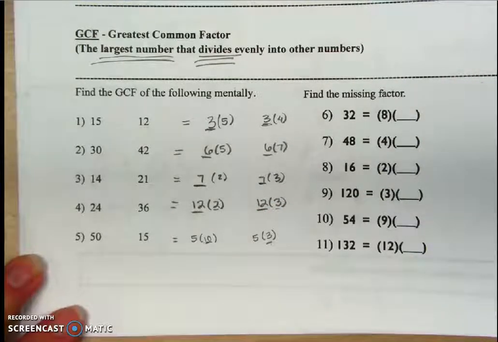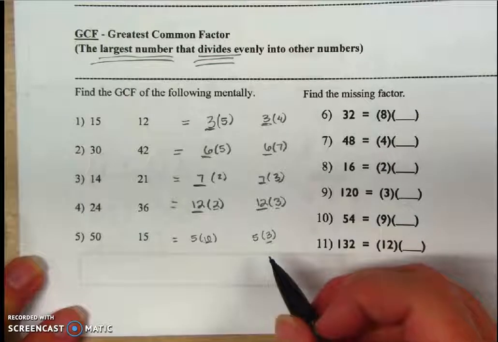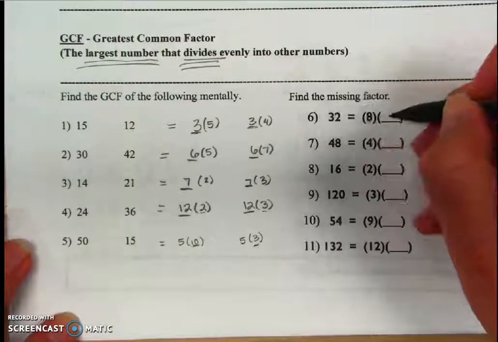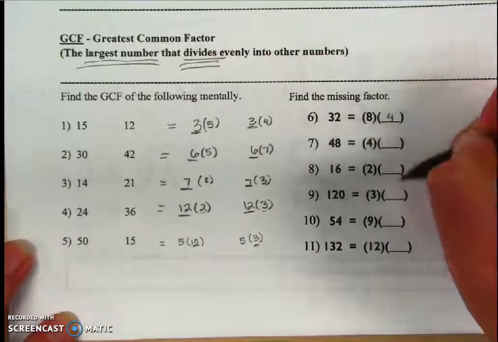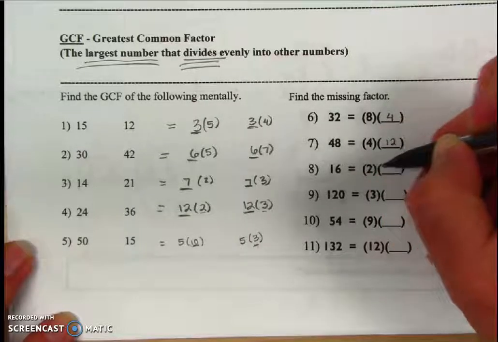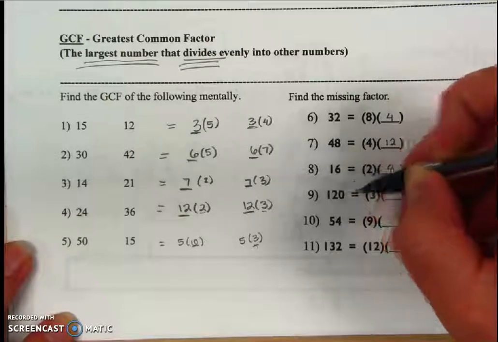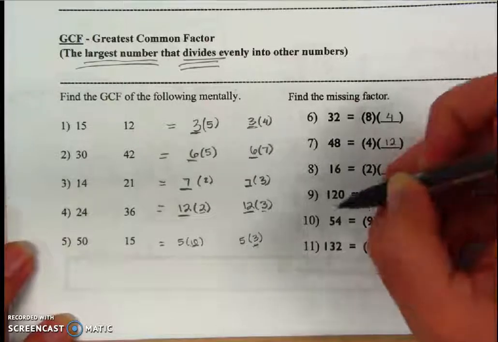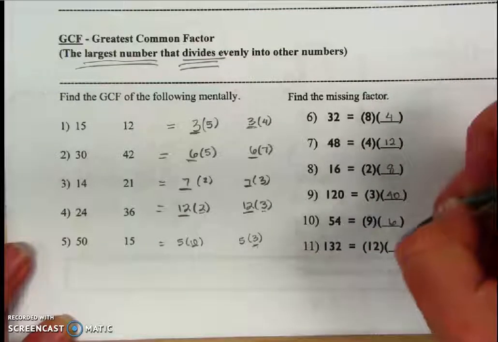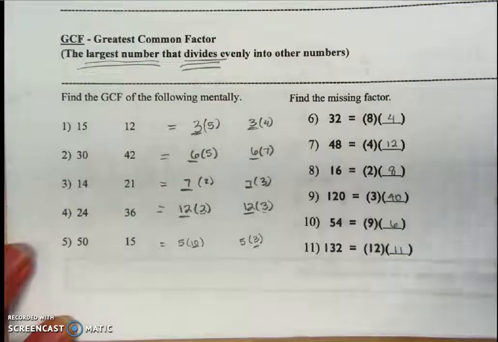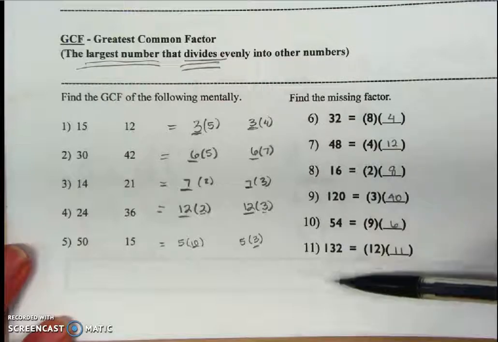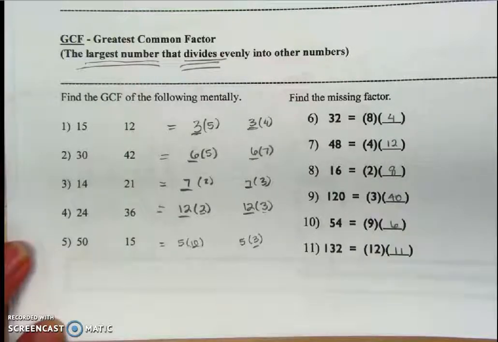So breaking it down to factors means you're breaking it down to what was multiplied to get to the number. So the factors, for example, of 32 would be 8 and 4. Of 48, it'd be 4 and 12. Of 16, it'd be 2 and 8. Of 120, it'd be 3 and 40. Of 54, it'd be 9 and 6. Of 132, it'd be 12 and 11. And so these are the factors. These are the multiples. Okay, so we want to look for breaking stuff down into factors.